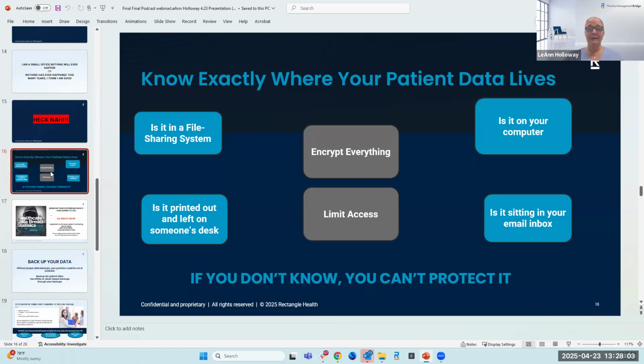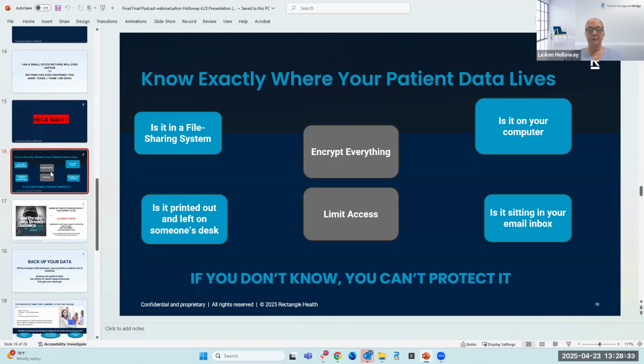Inventory, inventory, inventory. Where is every piece of patient data stored, accessed, and transmitted in your practice? Is it on your computer? Is it sitting in your email box? Is it in a file sharing system? Is it printed out and left on somebody else's desk? Is it in a filing cabinet? Once you know where it is, you can start protecting it.